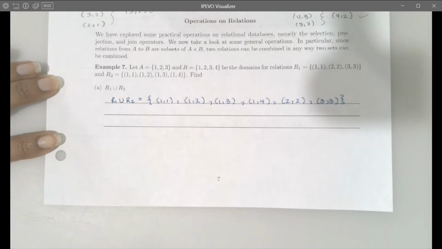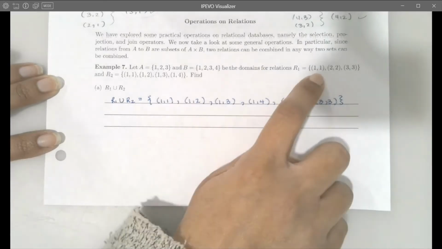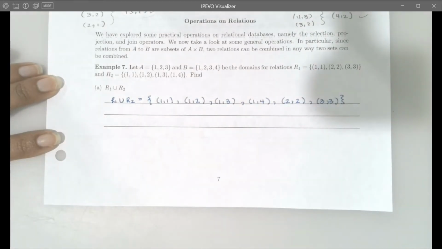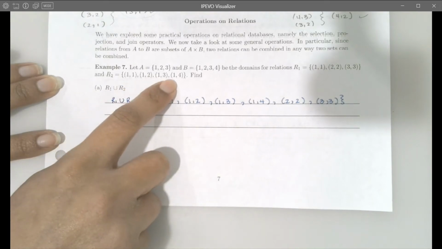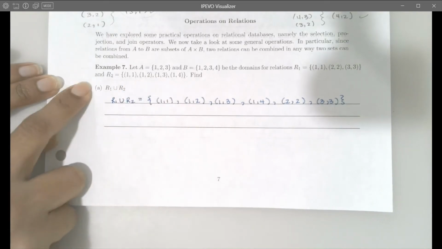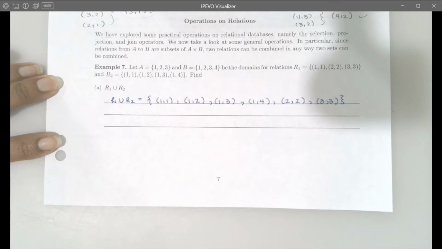Okay, starting with the union. In example 7, they give us two relations, R1 and R2. They both take elements from the set A of 1, 2, 3 to the set of elements 1, 2, 3, 4. R1 contains 3 elements, the ordered pairs (1,1), (2,2), (3,3). R2 contains (1,1), (1,2), (1,3), and (1,4). And part A is asking us to find the union.